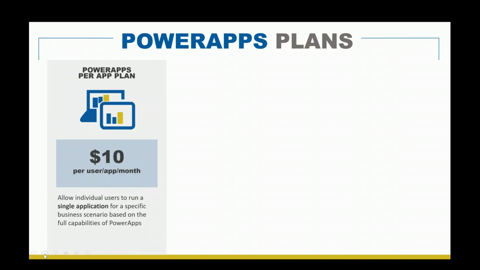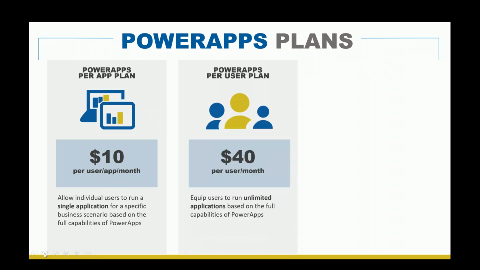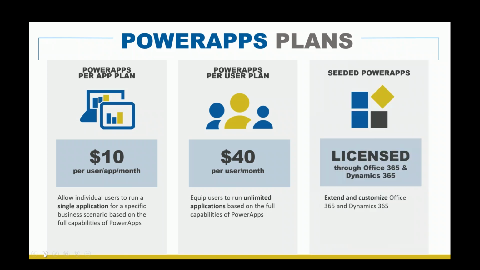So let's talk about how Power Apps is licensed. There's the Power Apps per app plan, which is $10 per user per app per month, and that allows your individual users to run a single application for a specific business scenario based on the full capabilities of Power Apps. Then there's the Power Apps per user plan, and that's $40 per user per month, but then users can run unlimited applications based on the full capabilities of Power Apps. And the reason why we do encourage you to do an envisioning session, which includes a license review, is that there are some Power Apps benefits included with your Dynamics 365 and Office 365 licenses.